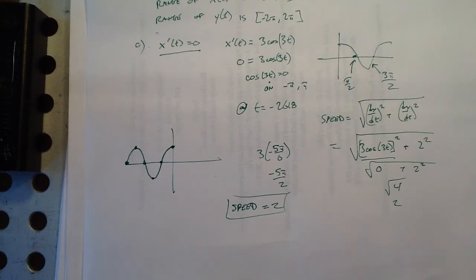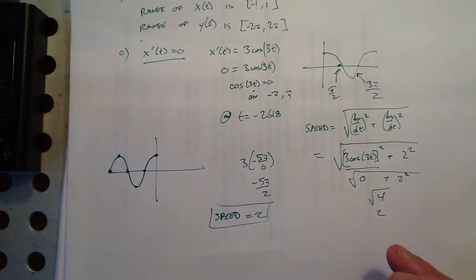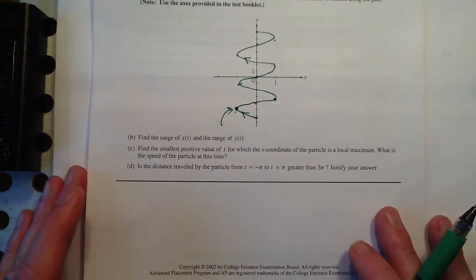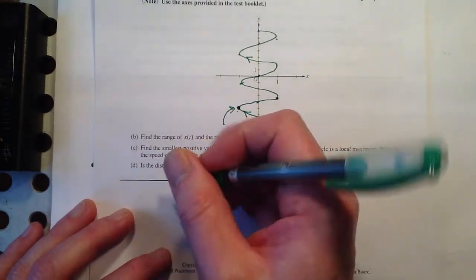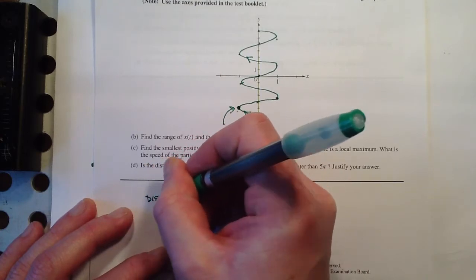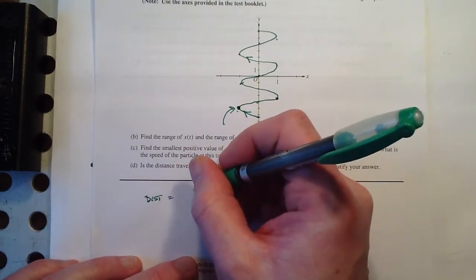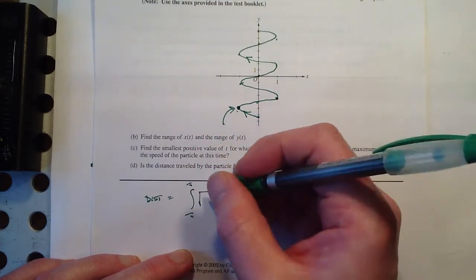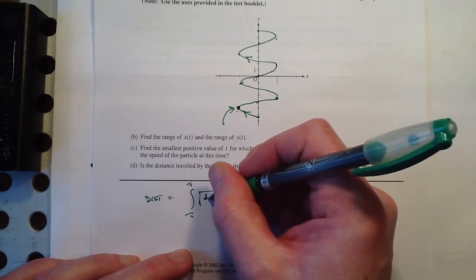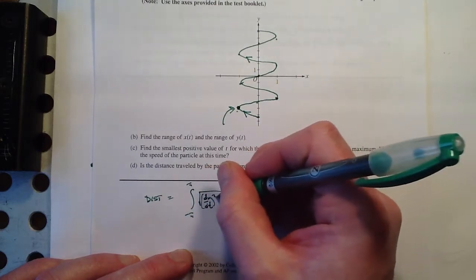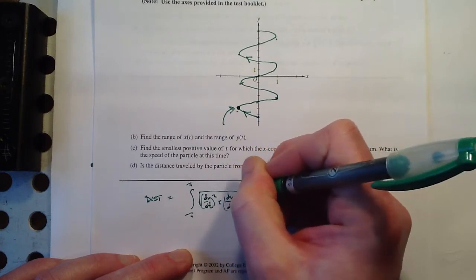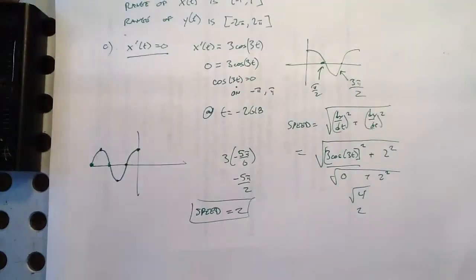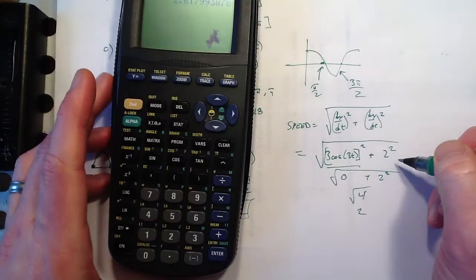And last part: is the distance traveled by the particle from negative pi to pi greater than 5 pi? Now that's asking about the actual length of this path. So let's go ahead and set up the expression. The expression for total distance traveled is equal to the integral from negative pi to pi of the square root of dx/dt squared plus dy/dt squared. We just found those things, we just wrote that expression down right here.